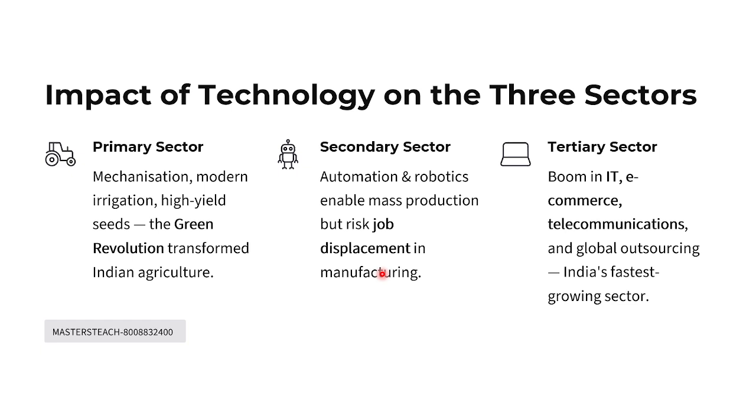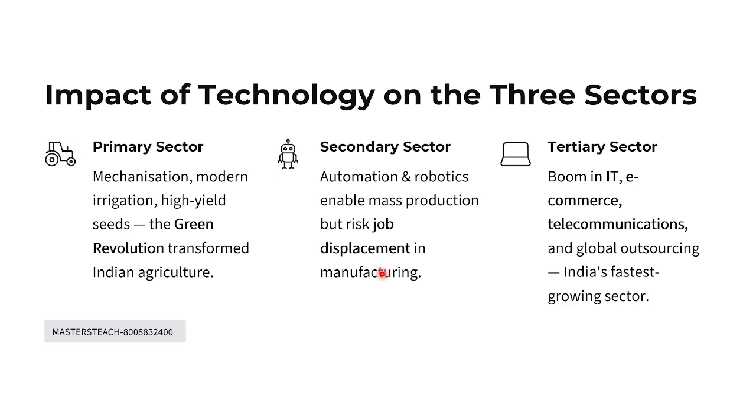Then what is the impact of technology on these three sectors? In the primary sector, we are using modernization, modern irrigation, high yield variety seeds, the green revolution, which transformed the Indian agriculture system. Whereas in the secondary sector, artificial intelligence came, automation happened, so mass production took place. Due to automation and robotics, unemployment has occurred in the manufacturing sector.